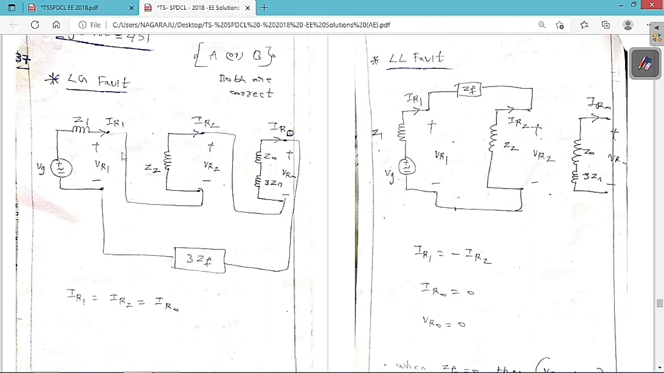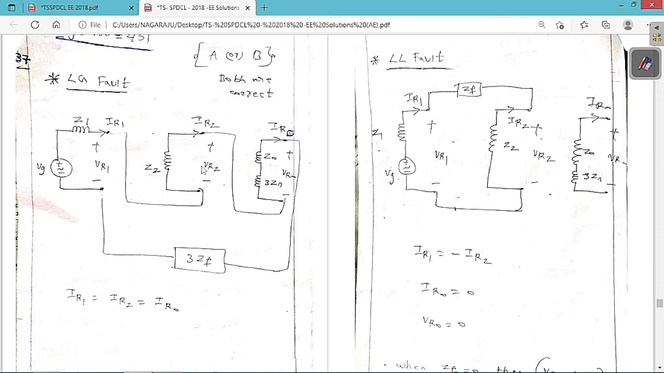You can see clearly that IR1 is equal to IR2 is equal to IR0 because it is a series circuit. Therefore, the positive sequence current is equal to the negative sequence current is equal to the zero sequence current in case of the LG fault. And this is VR1, this is VR2 and this is VR0. So in case of the LG fault, the positive, negative and zero sequence currents are equal.